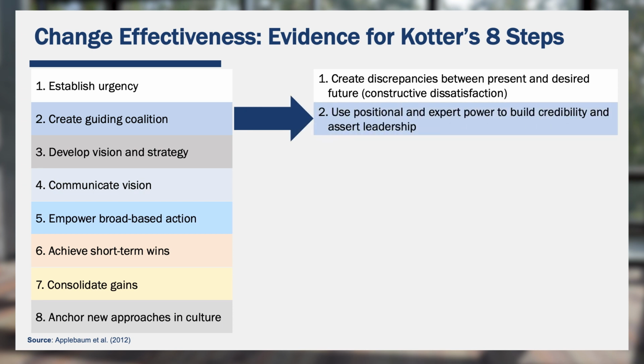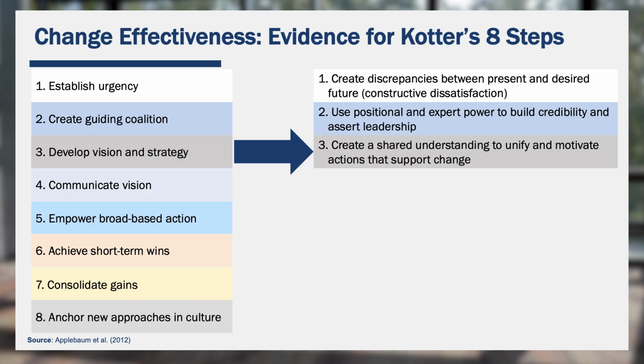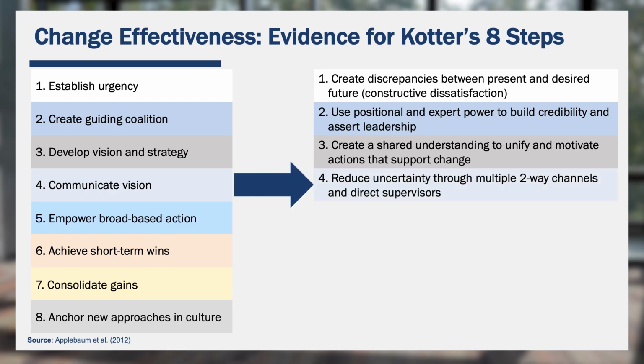A guiding coalition is needed to exert positional and expert power to build credibility and trust that the change is truly necessary. Developing a change vision and strategy are needed to create a shared understanding of the desired future and to unify and motivate actions that drive members toward that future. That vision needs to be communicated through multiple 2-way channels, including direct supervisors. Communication includes both sending messages and listening to both supportive and opposing voices.